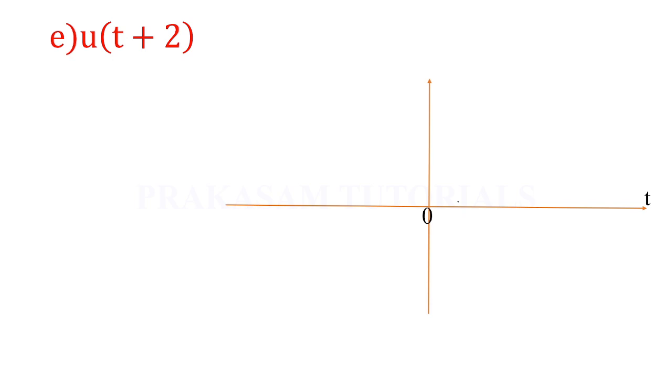Next, u of t plus 2. Using the definition of the unit step signal, u of t plus 2 is equal to 1 for t plus 2 greater than or equal to 0. So what is the basic definition of the unit step signal? U of t is equal to 1 for t greater than or equal to 0. This is the basic definition.